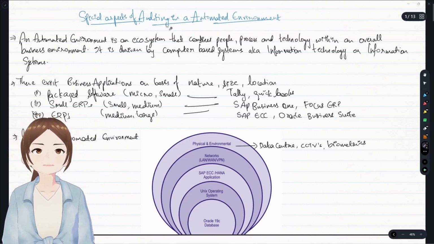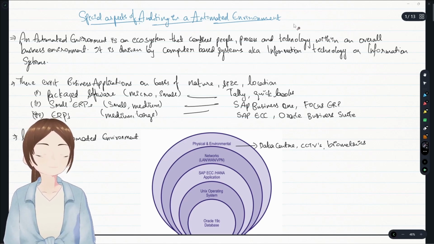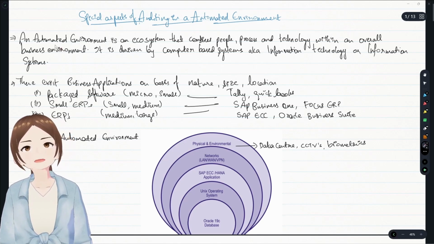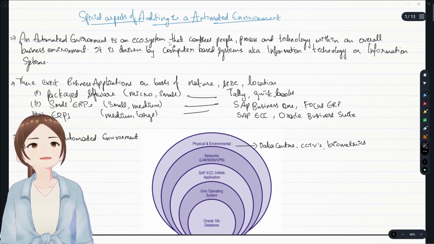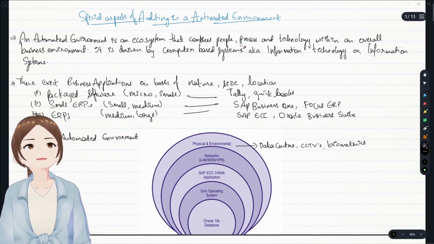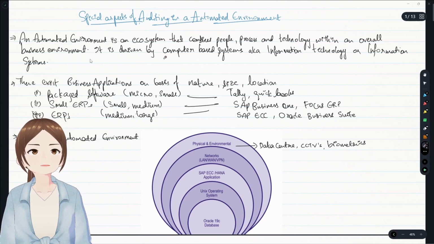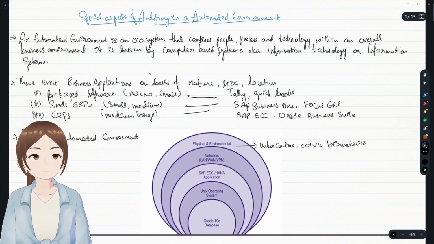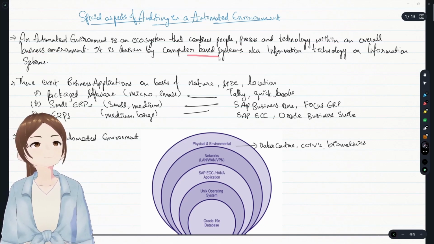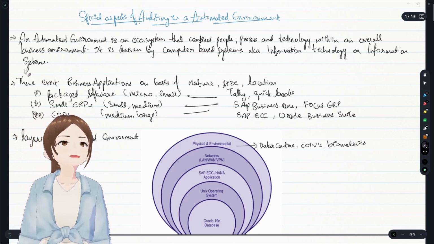Special aspects of auditing in an automated environment, CA Final Syllabus. An automated environment is an ecosystem that combines people, process, and technology within a business environment. It's driven by computer-based systems, information, and information systems.